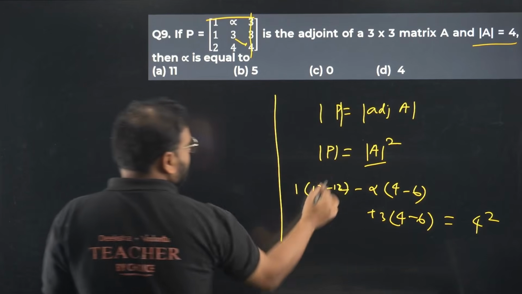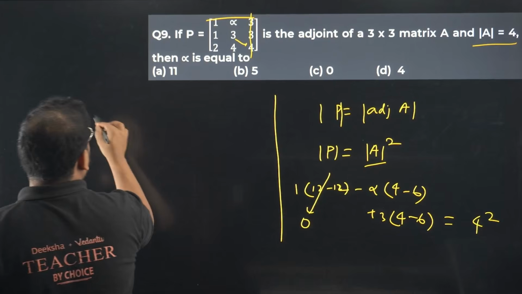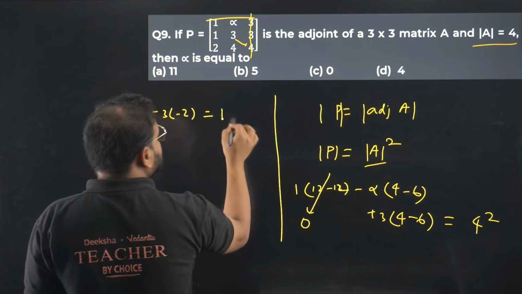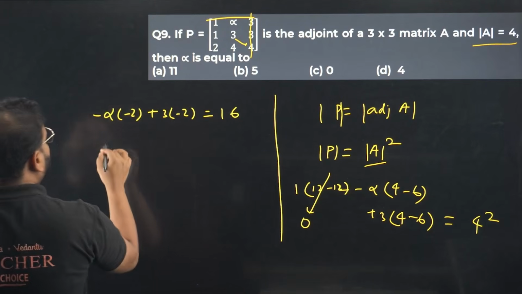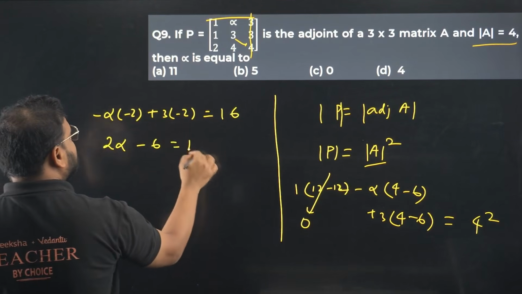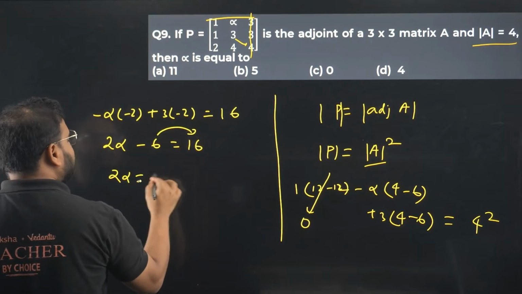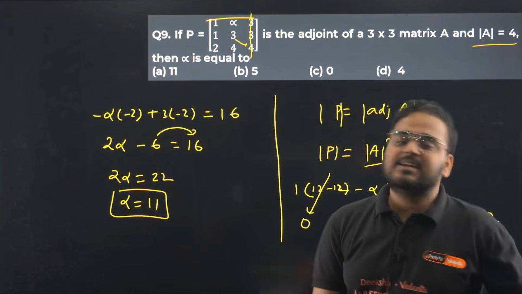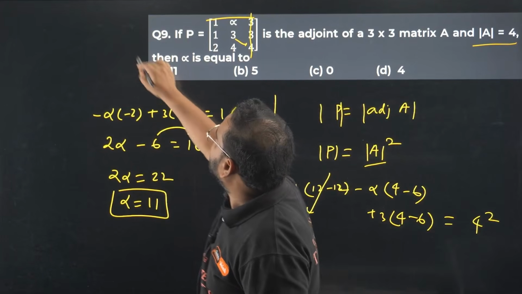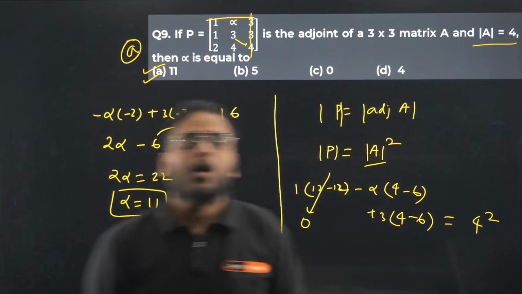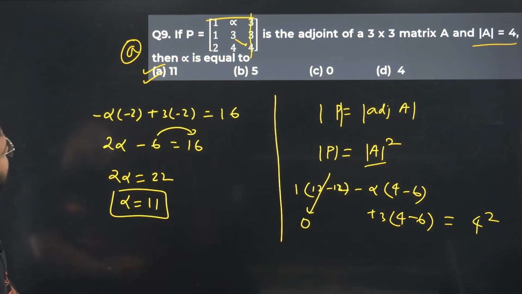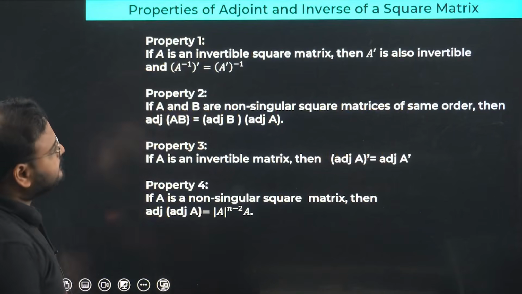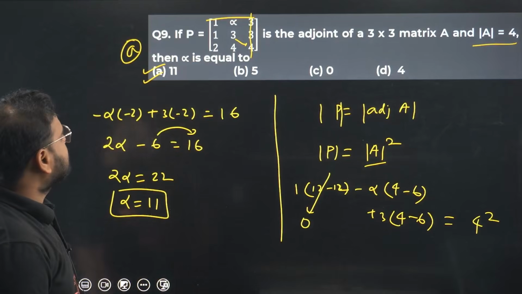Moving on, this is 0. We get minus alpha into minus 2, and plus 3 times of minus 2, equals 4 square, which is 16, right? What do I get over here? 2 alpha minus 6 is 16. Bring this over here, I get 2 alpha is 22. Alpha is 11. Option A is correct. Is it alpha or A? Alpha only, correct. Alpha is 11, option A is correct. Okay, ninth is done. Simple enough.